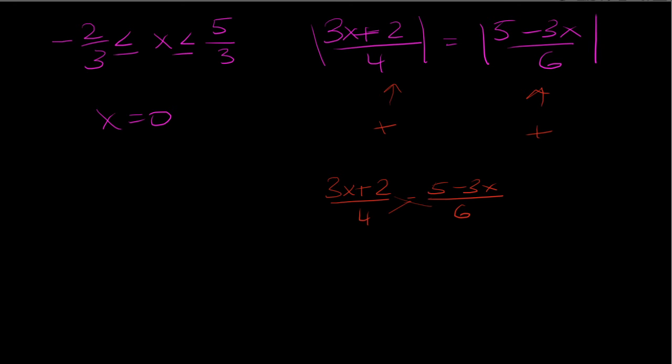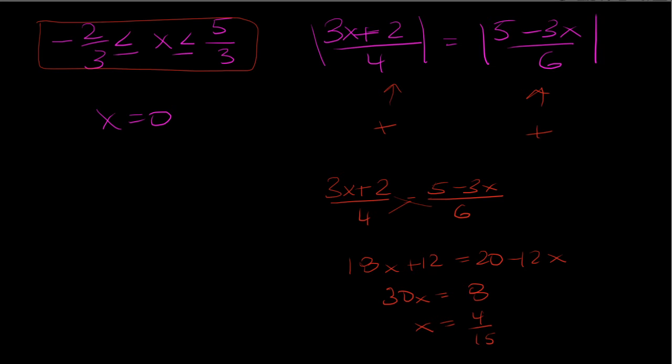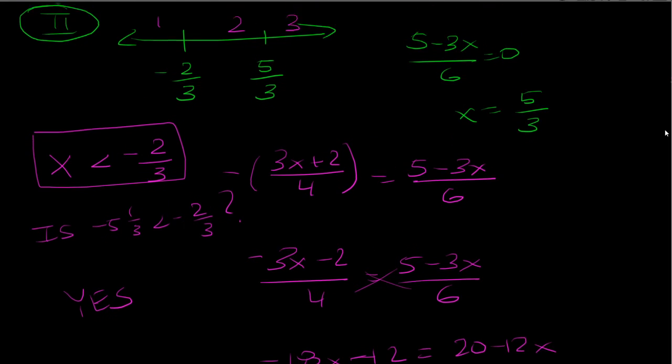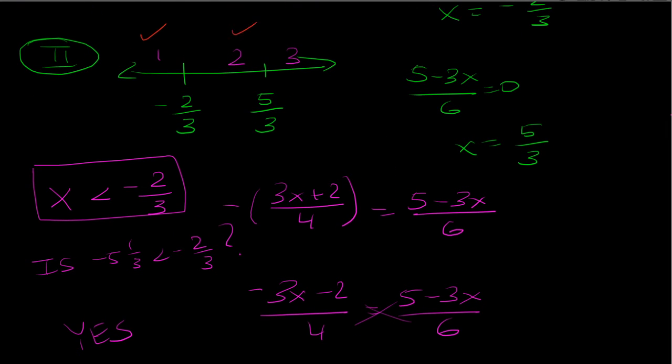We're going to cross multiply. Add 12x, subtract 12. So we get x is 4/15. Now we have to double check, is 4/15 in this interval? Okay, the answer is yes, it is. So we keep it. If it's not in that interval, we throw it out. Now we have one more case. Okay, so we did the first one and second one. So the third one is when x is bigger than 5/3.